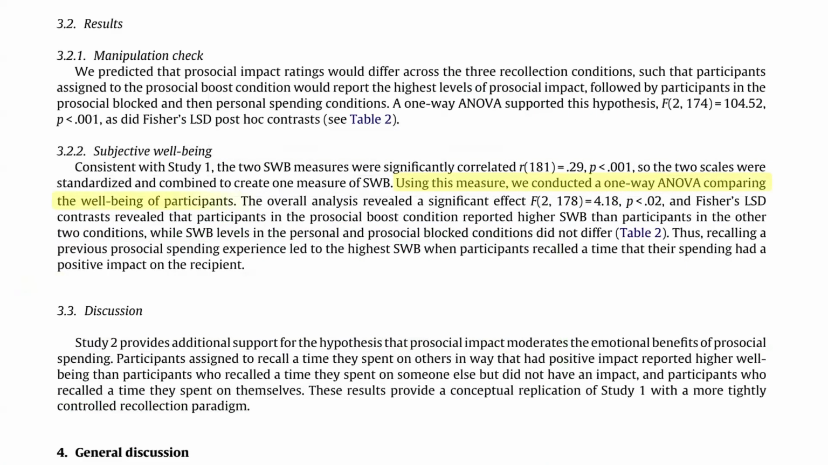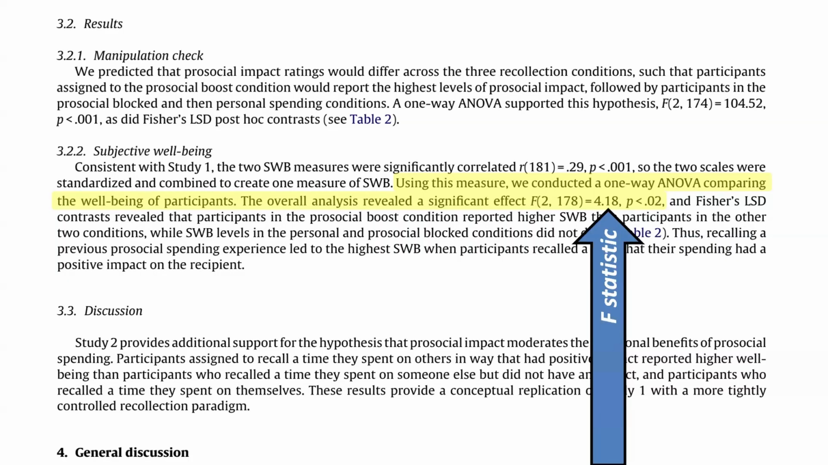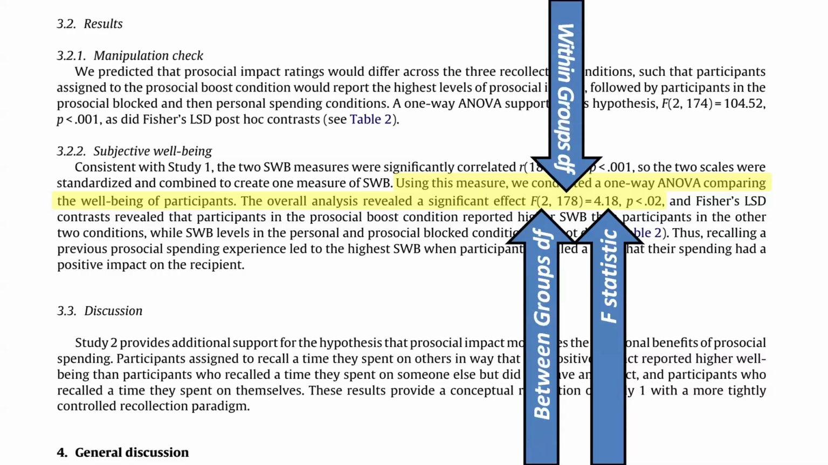And just to kind of wrap up this part of the analysis from Aknin et al., using this measure, we conducted a one-way ANOVA comparing the well-being of participants. The overall analysis revealed a significant effect. F(2, 178) = 4.18. That 4.18, that is your F statistic. The 2, that is your between groups degrees of freedom. The 178, that is your within groups degrees of freedom. You have to report both of those because the shape of your F curve, your F statistic curve, changes with both of those degrees of freedom. And then the p-value is less than 0.02. We found 0.018, basically the same story.